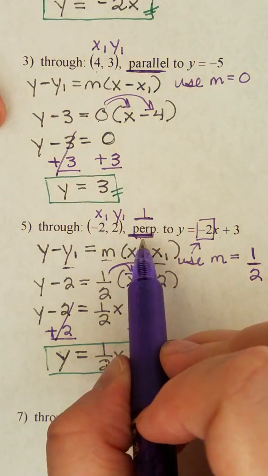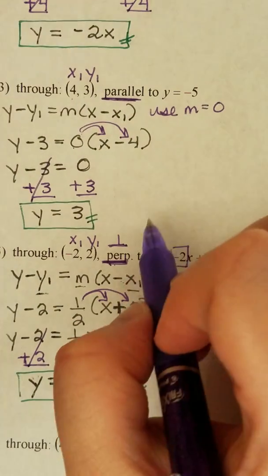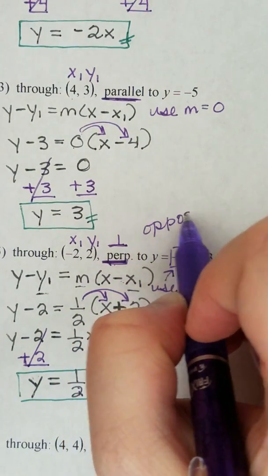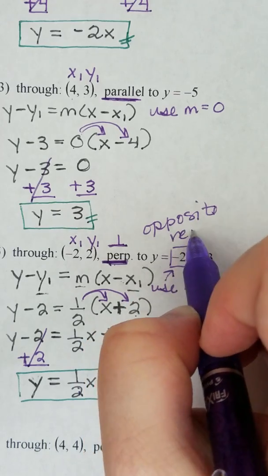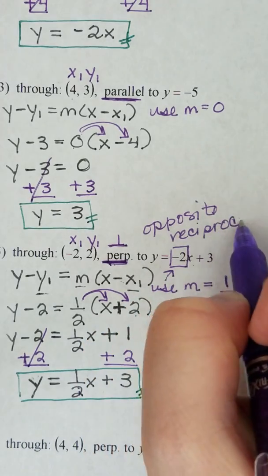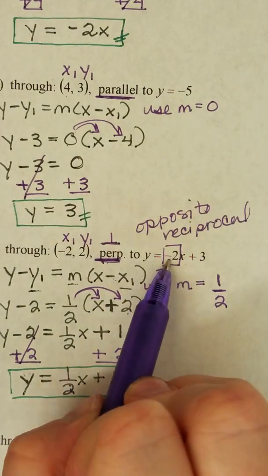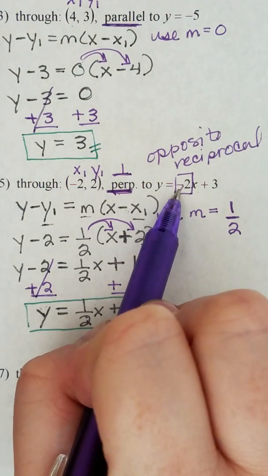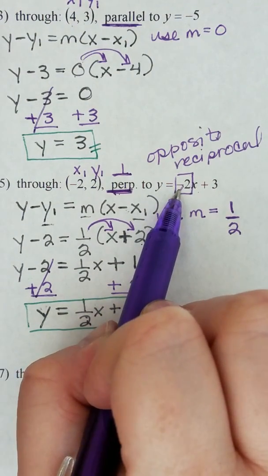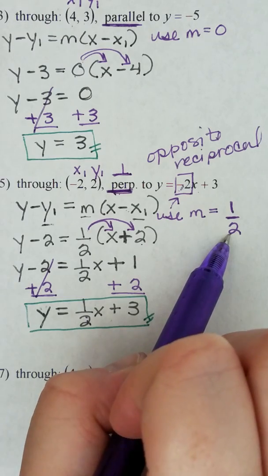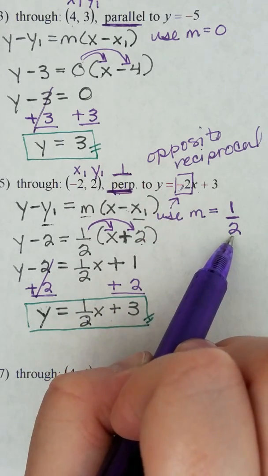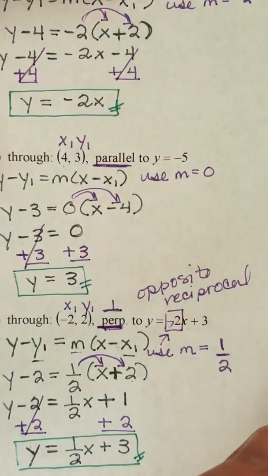If they want a line that is perpendicular, you are going to find the opposite reciprocal, which means that you're going to take the given slope, you're going to change the sign, positive to negative, negative to positive, and you're going to flip it. Okay, so 2 over 1 becomes 1 over 2. Let's look at this example.